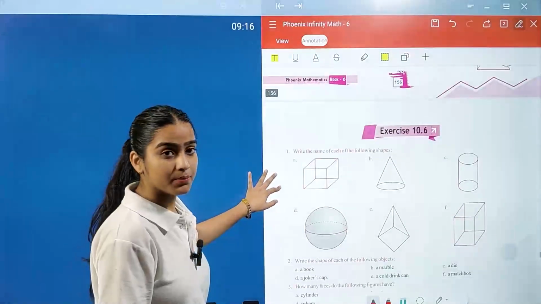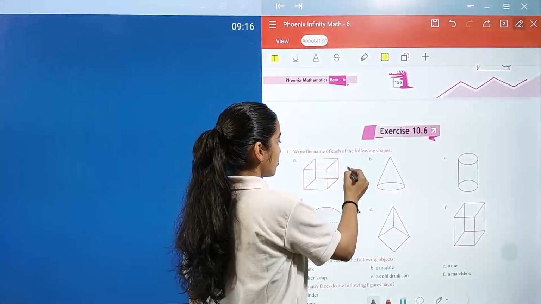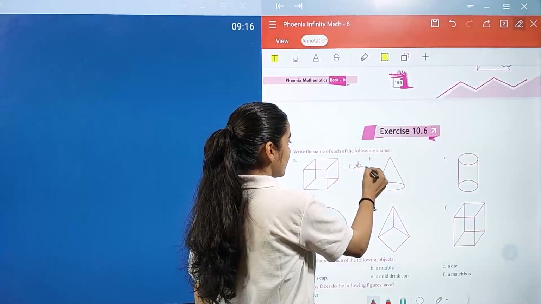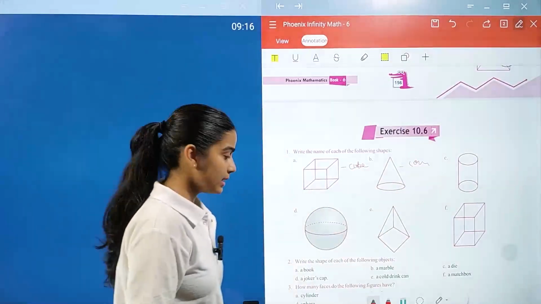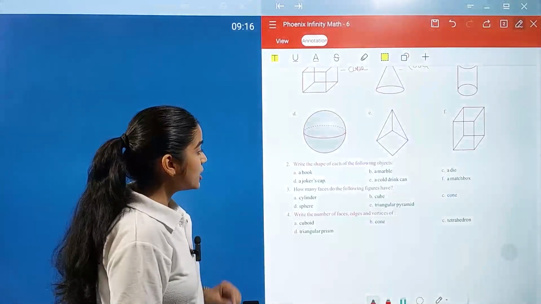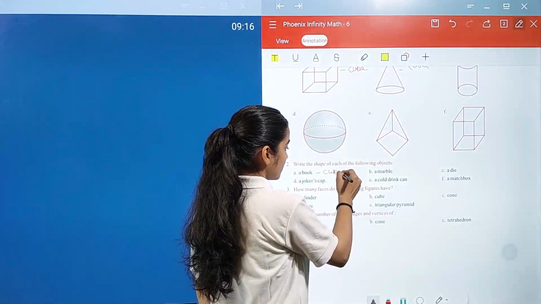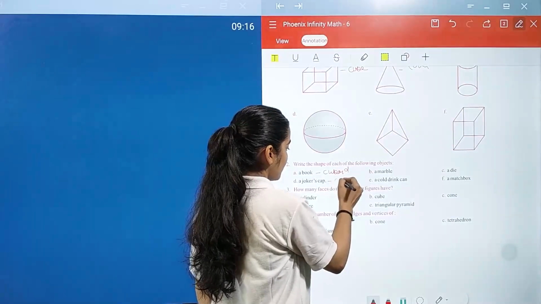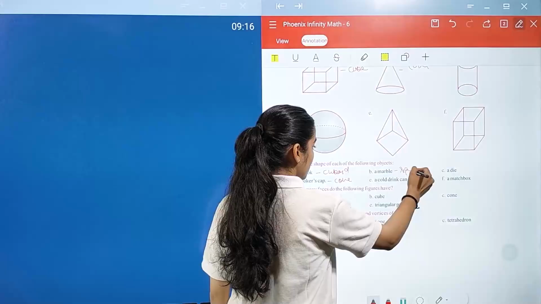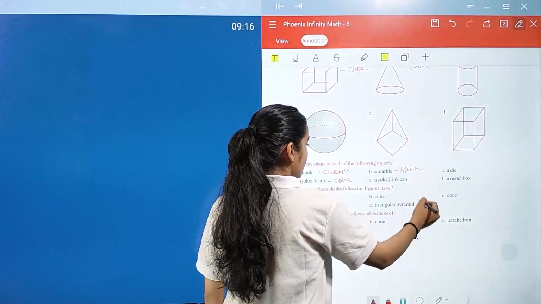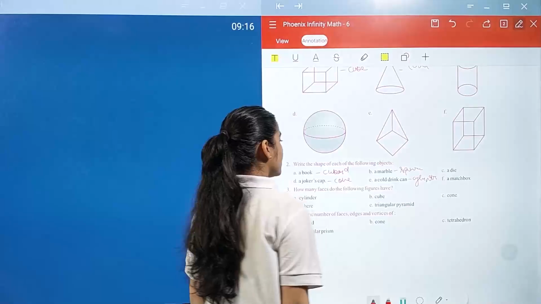Now you have your exercise 10.6. Write the name of the following shapes. So this is a cube, this is a cone, this is a cylinder. So you have to write their names. Write the shape of each of the following objects. A book is a cuboid. A joker's cap is a cone. A marble is a sphere. Then the cylinder. So you have to write your answer for the rest of the two parts.